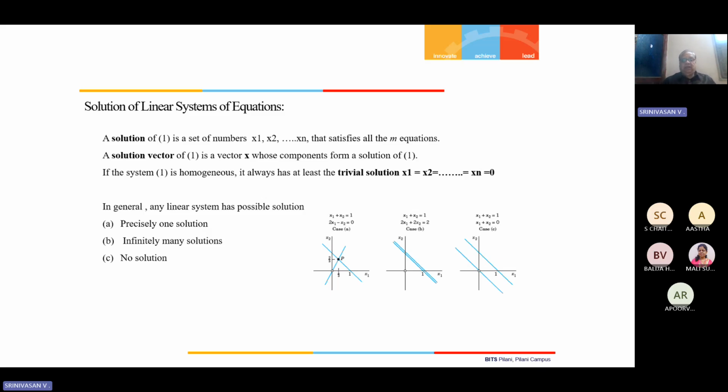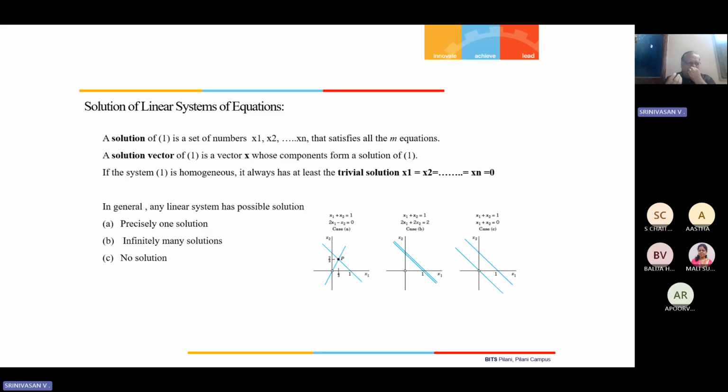You just look at these three cases, because when you solve a system of linear equations, you may encounter that system having only a unique solution, infinitely many solutions, or no solution. So again, when will you have exactly one solution? When will you have infinitely many solutions? When will you have no solution? You can easily understand.